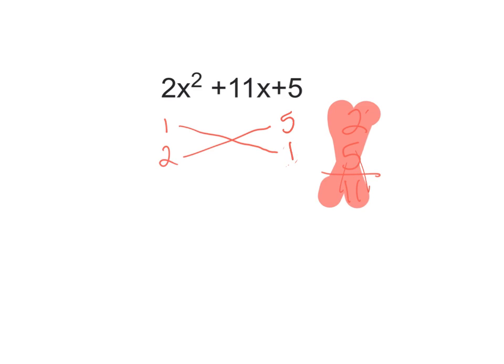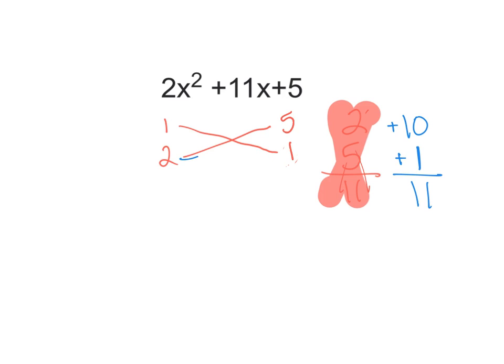Okay, now let's cross multiply. What is 1 times 1? I'm just going to write it in blue. What is 2 times 5? 10. Did 10 and 1 make 11? Yes. So that is the combination. This 1 and this 2 and this 5 and this 1. But do I need any positive signs or negative signs? Is there any negatives in this math problem? No. So it's going to be a positive 10 and a positive 1.